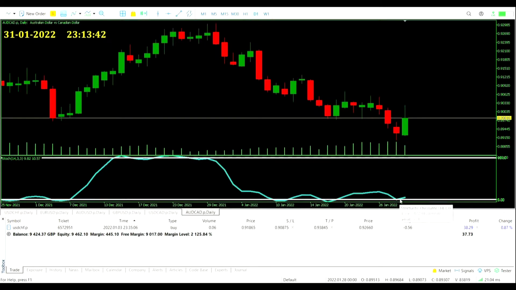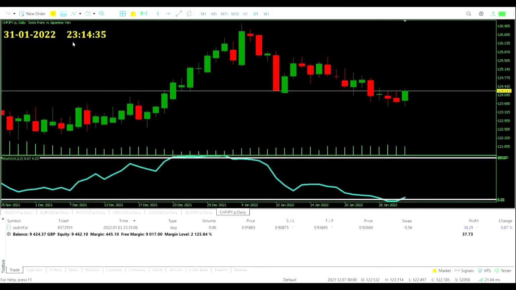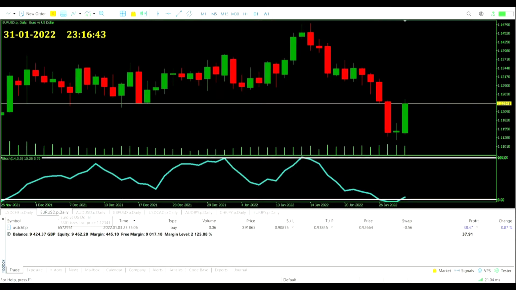Australian dollar, Canadian dollar. It's bounced on the stochastic, but it wasn't quite in the oversold on Friday at 5.21, so narrowly avoid a signal. Australian dollar, Japanese yen, stochastic is poking out there, 9.37 now. Swiss franc, Japanese yen too, plenty of signals tonight. Euro, Japanese yen, a signal there as well. That's the third now against the Japanese yen. Really weak day for it. That's it for the stochastics.